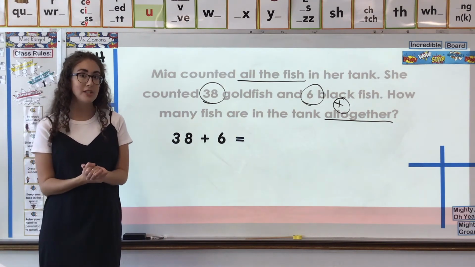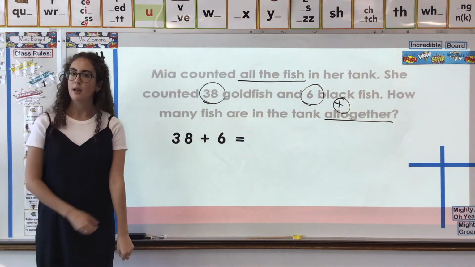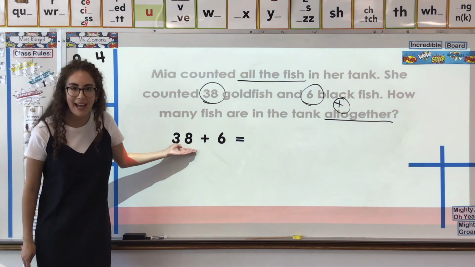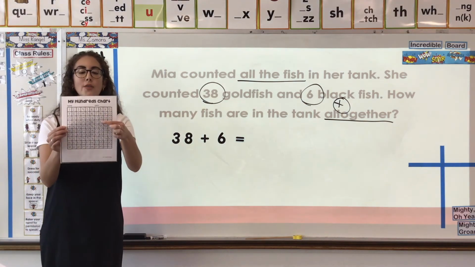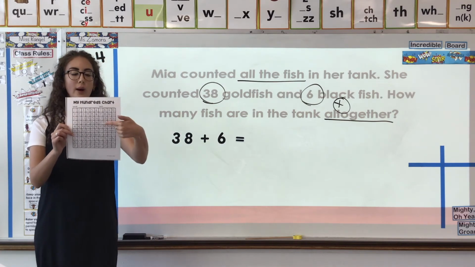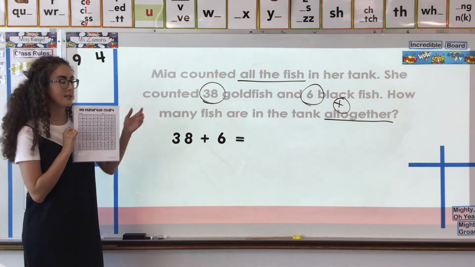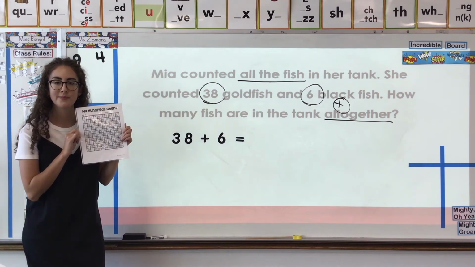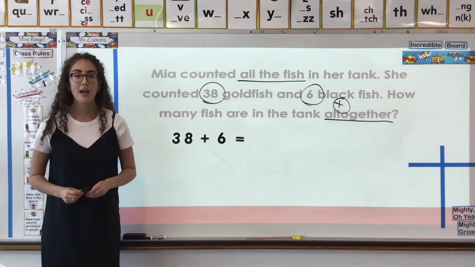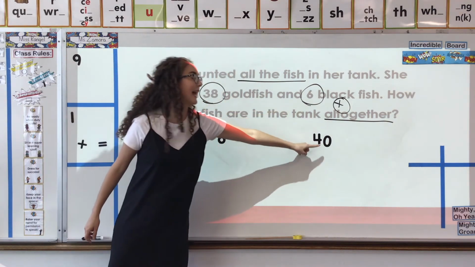We're going to use the same strategy, which is turn it into a 10 plus fact. But how do we start? We have to figure out how to get 38 to a 10. So what is 38's next 10? Use your hundreds chart if you need to. If we have 3 10s, what do we want to get to? We want to get to 40 with 4 10s. 38's next 10 is 40.